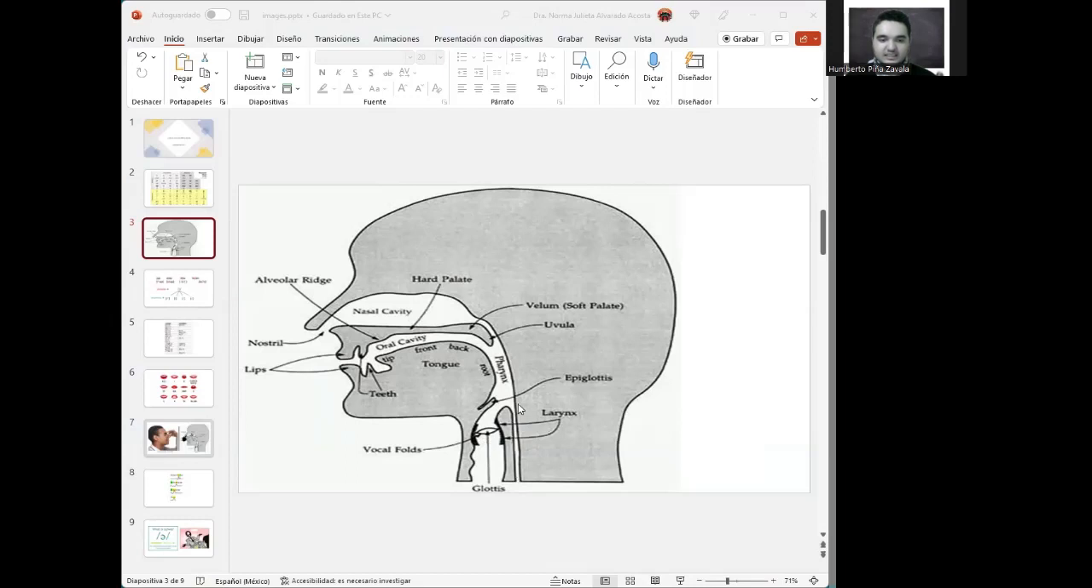This is the gastric throat. This is where food enters, and this is the epiglottis. The epiglottis is what stops food from entering your larynx.